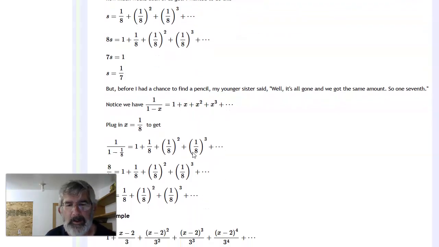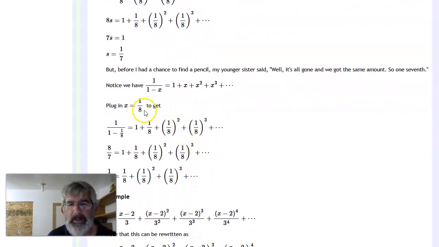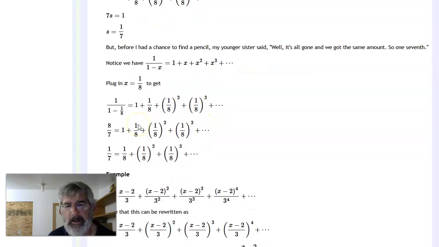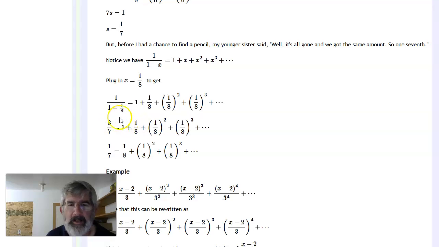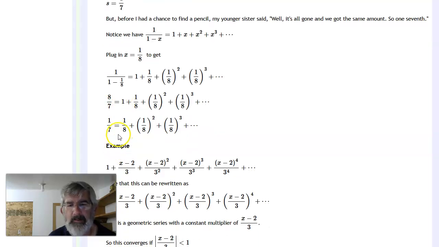And you can see that it works because if you plug in 1/8 here and there, you've got the sum 1/8 plus 1/8 squared and so on. So you've got an extra plus 1. So bring that plus 1 over to the other side. So this side turned into 8/7, but when you subtract 1, you get 1/7. And sure enough, 1/7 is the sum of all that stuff. So there you go, the ice cream theorem.